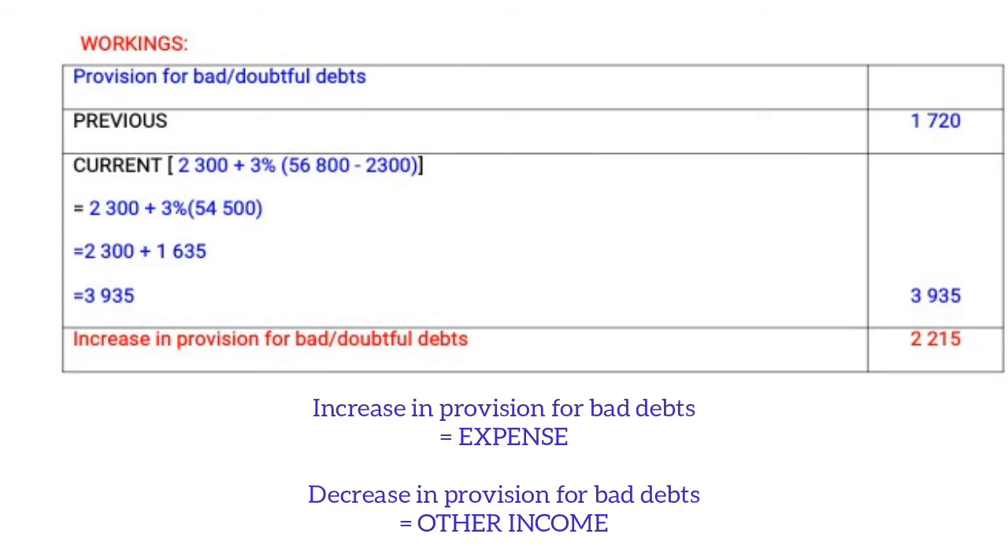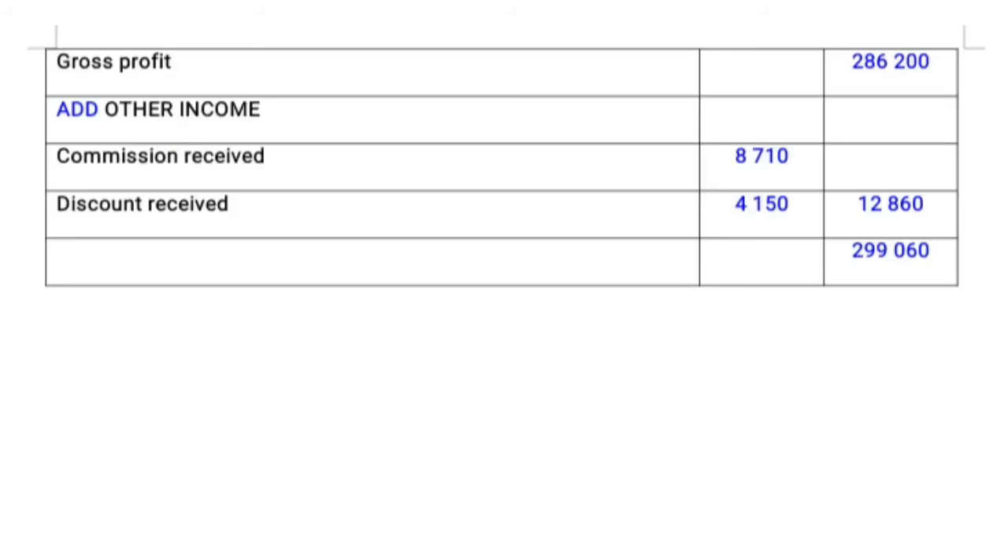Right. So if you encounter a scenario whereby the current provision for bad debts is lower than the previous, it means a decrease in provision for bad debts, and a decrease is treated as income. But 2215 is an increase which reflects an expense. So it means that for the income, we are done.